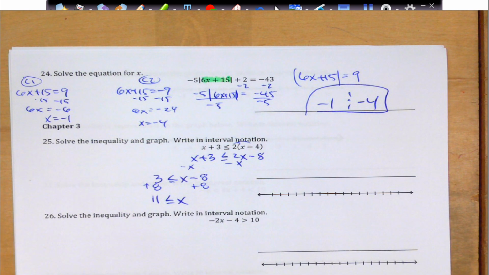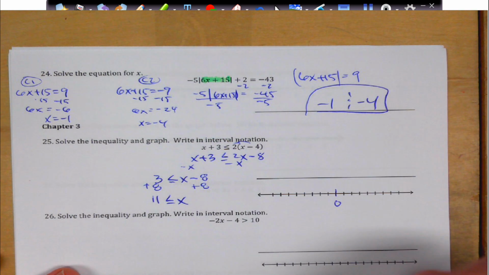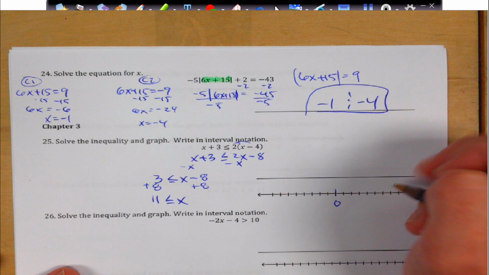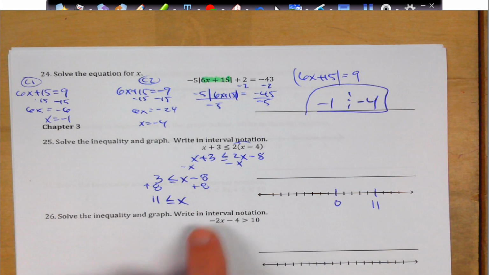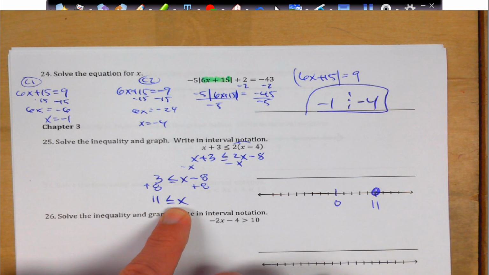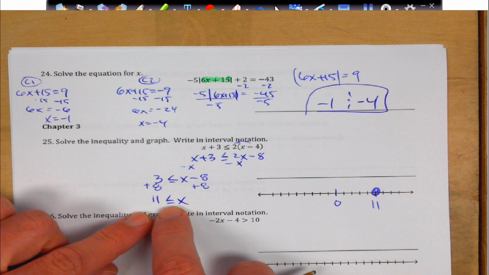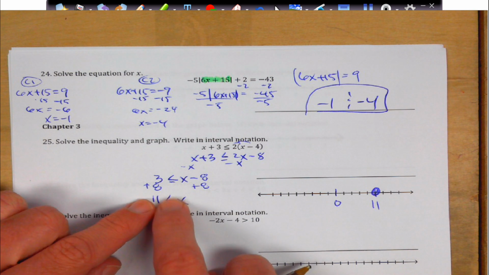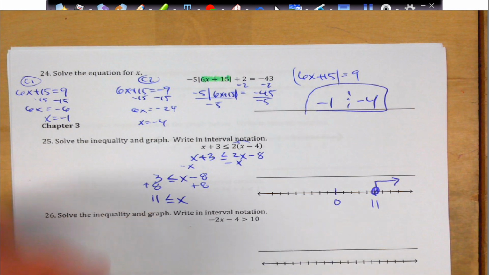Okay, so interval notation and graphing. So first of all, I'm just going to put 0 here. Actually, you don't even need to really put 0, but it doesn't matter. I'm going to put 11 here. I don't care about the spacing. It has a bar, so we're going to fill it in. And then if you read this, 11 is less than or equal to x. I like to read it in the position of x. X is greater than or equal to 11. So it's open bigger, so x is bigger than 11. So I'm going to go ahead and go in that direction.